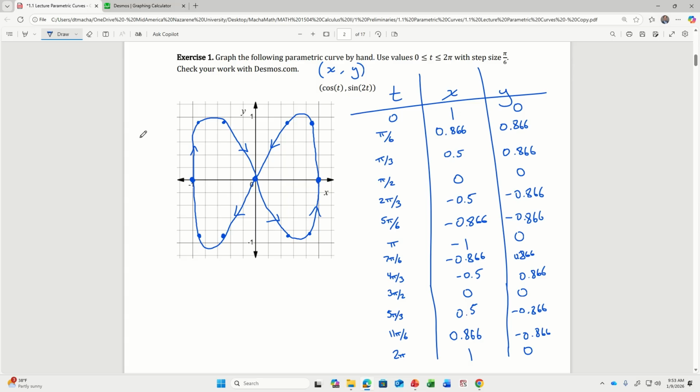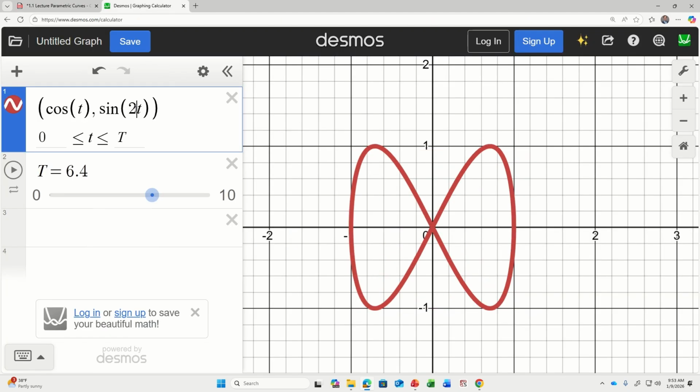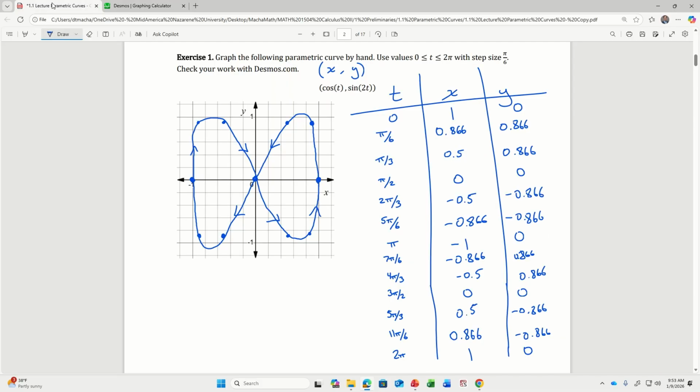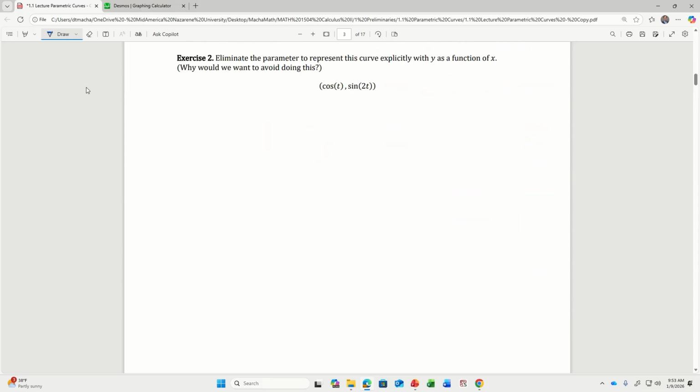Questions about this? All right, so as you're working your homework, I want you to use Desmos to check your work, right? Go back to Desmos and type in the parametric curve and think, does that look like what I just drew? Yeah, that's pretty good. So I must have made no mistakes. If I got something that looked different, I would have to go back and find my mistake and correct it. All right.